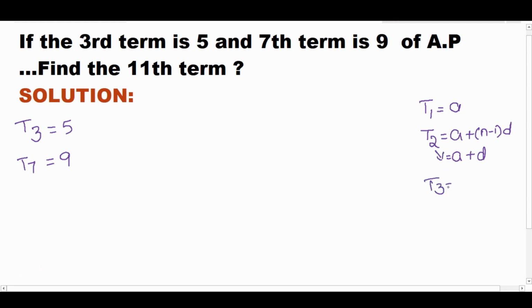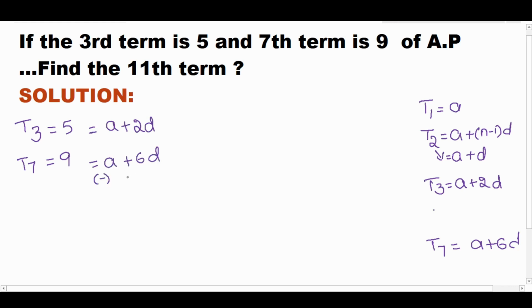Now how can I write T3? Let's substitute in the formula a plus n minus 1 into d. The n value is 3, 3 minus 1, I get T3 as a plus 2d, and so on you can continue. See, I can write T7 as a plus 6d. Just subtract one from the number and multiply that with d. Now I will write that here. So we know T3 value as a plus 2d and T7 as a plus 6d.